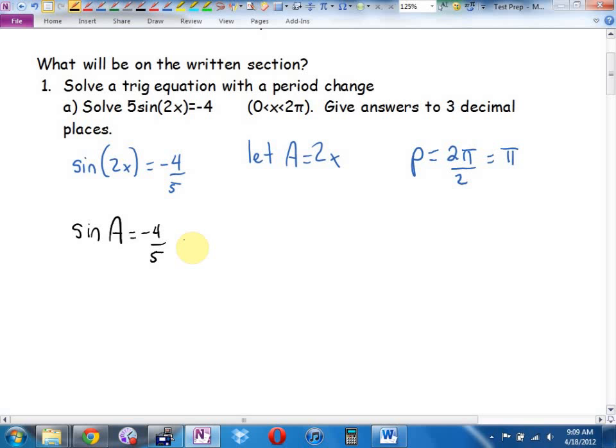Can't get the A by itself. It's stuck inside the sine. What? How will I find the reference? Even before that, what have I done every time I've been solving a trig equation? Very first thing. We've done it about 100 times so far.